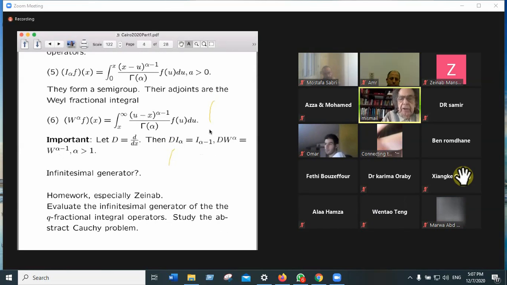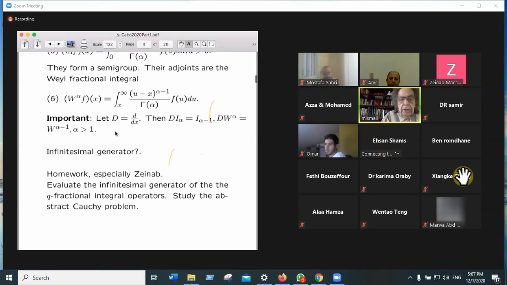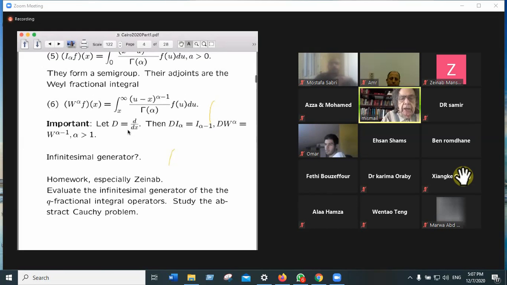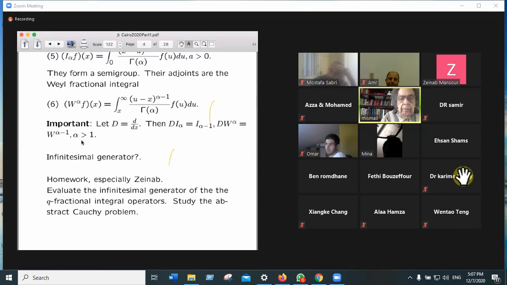The same thing holds for the other operator, the Weyl fractional. Okay, so now we have a semigroup, and the next question is, what's the infinitesimal generator? Well, do this as an exercise, especially you, Zainab, because you wrote a book about fractional calculus. So the infinitesimal generator can be calculated in this case.